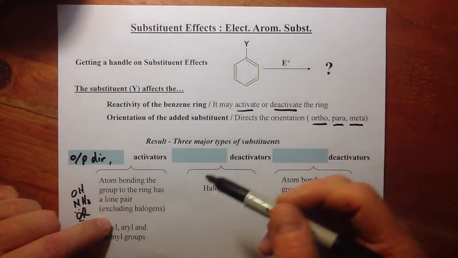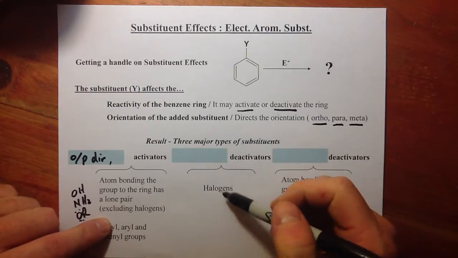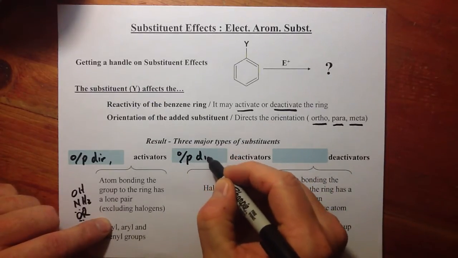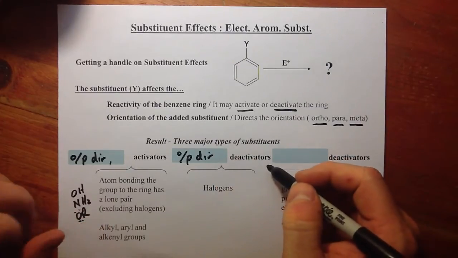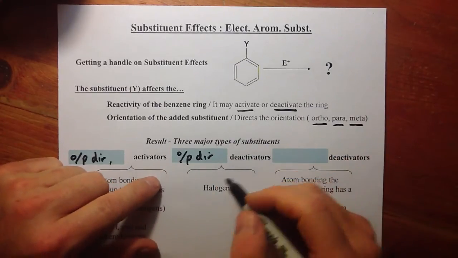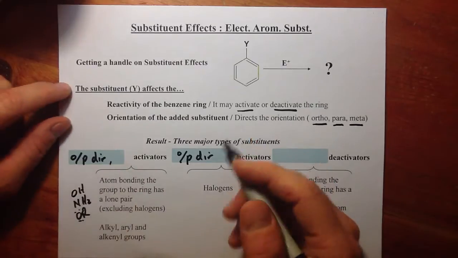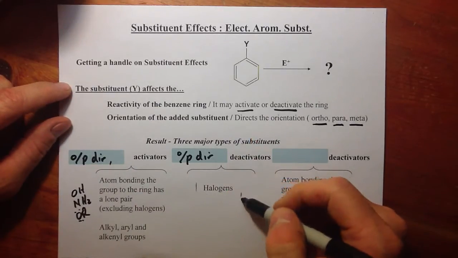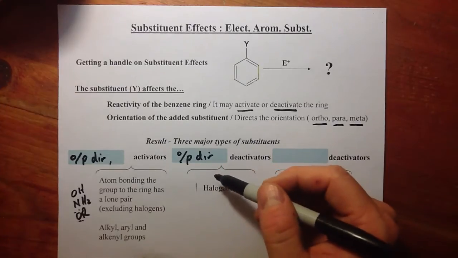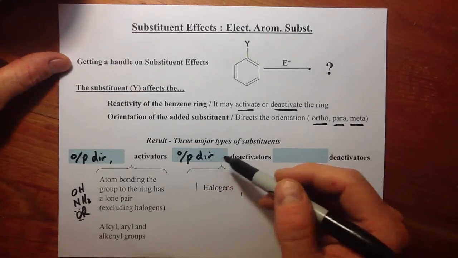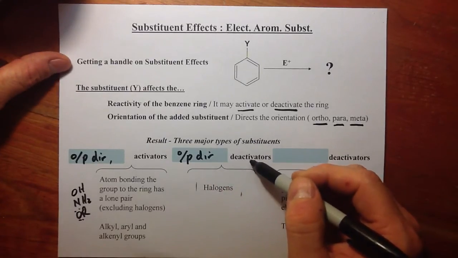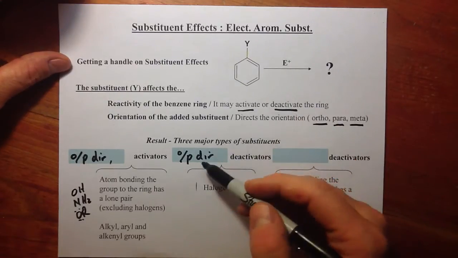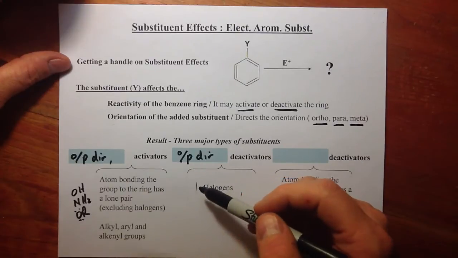And the halogens are moved over to this category of ortho-para directing deactivators because they still have the lone pair, but they inductively withdraw. So we'll leave them over here. So halogens are the dominant type of ortho-para directing deactivator, meaning the ring is less reactive, but it's still directing the electrophile to the ortho and para positions.